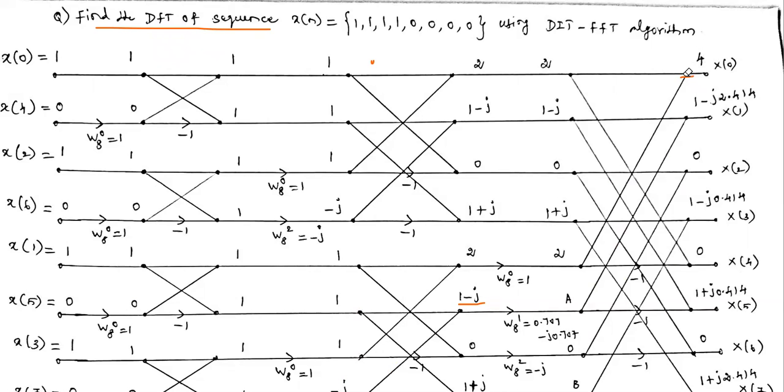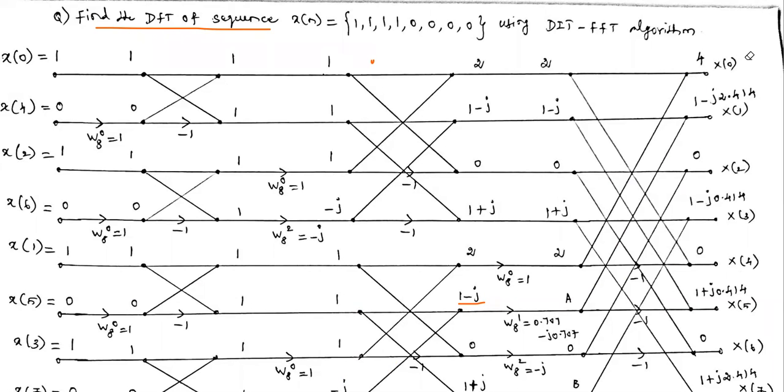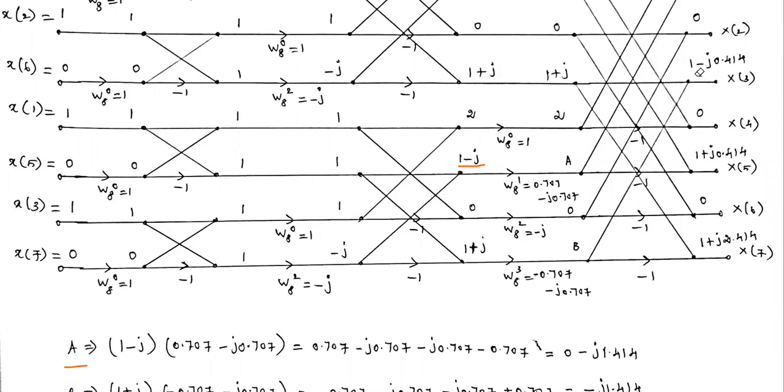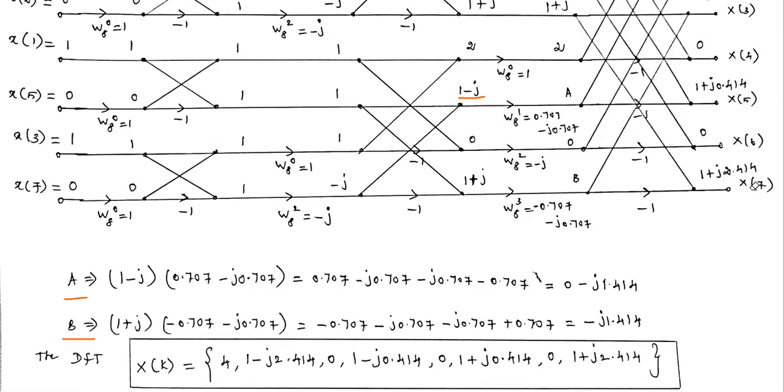The first value available in the first line is capital X of 0. The second value is X of 1, which is 1 minus j 2.414. The third value X of 2 is 0. Then the fourth value X of 3 is 1 minus j 0.414. Then the fifth value X of 4 is 0. X of 5 is 1 plus j 0.414. X of 6 is 0. X of 7 is 1 plus j 2.414. So you note down the answer here.